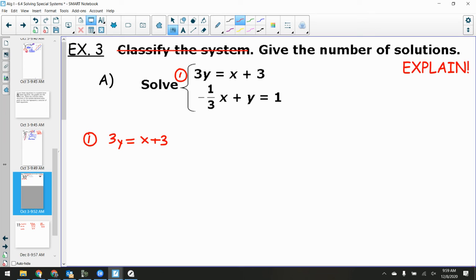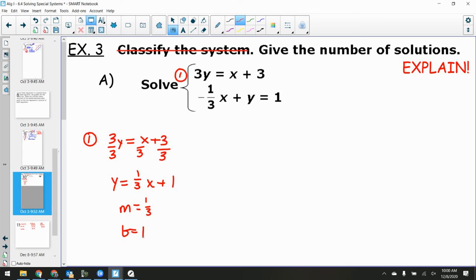I got to get y alone, right? How do I get y alone? Yeah, I got to get 3 over to the other side. And now everybody gets divided by 3. So that means y is equal to 1/3 x plus 1. What's my slope out of that line? What's my y-intercept?